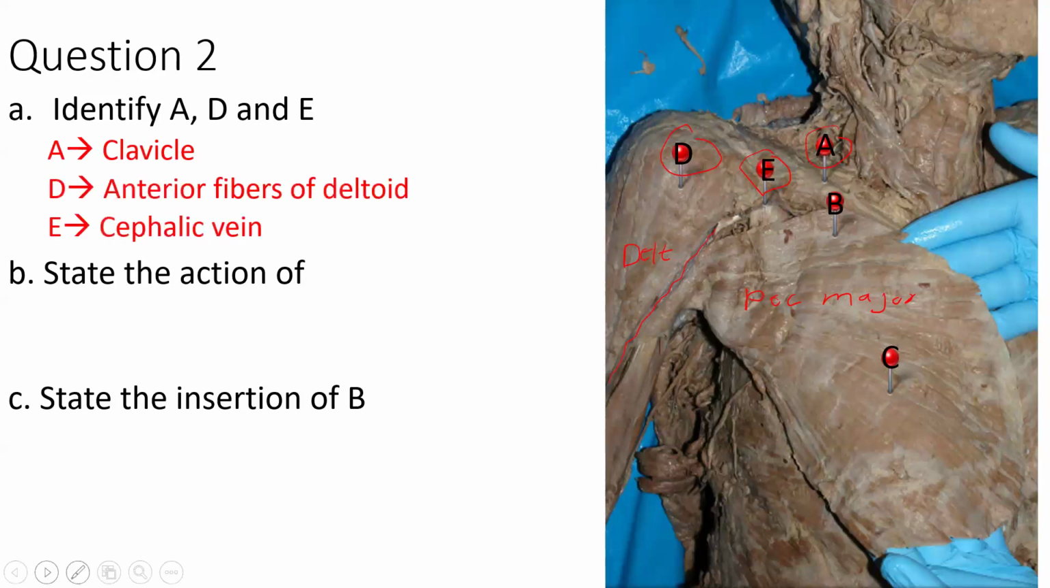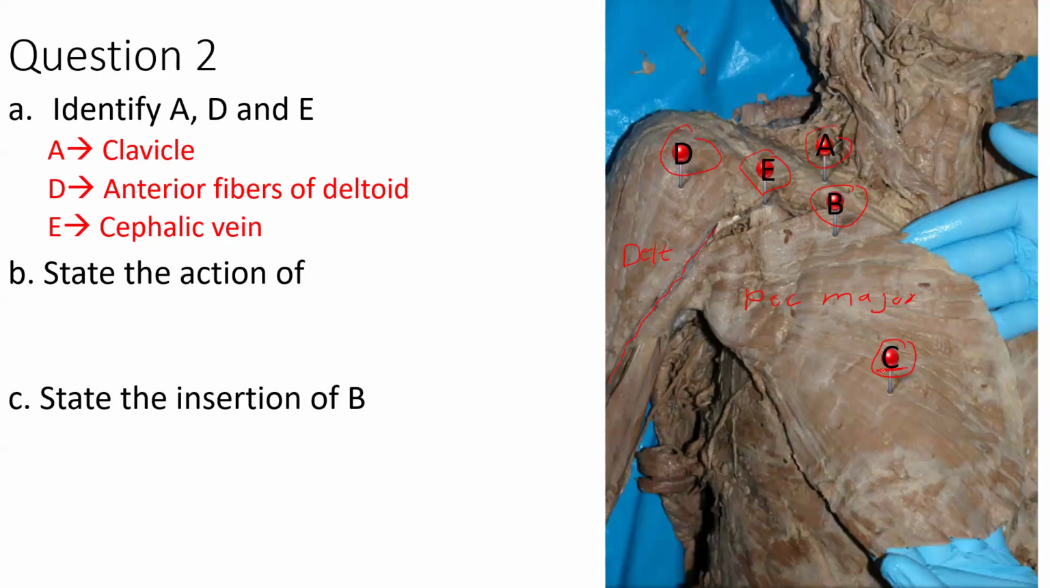We've been asked to state the action of B and C. So you need to understand that pectoralis major has two sets of fibers. Those fibers which originate from the clavicle, identified as B, are the clavicular fibers. Those which originate from the sternum and the ribs are the sternocostal fibers, which are identified as C.